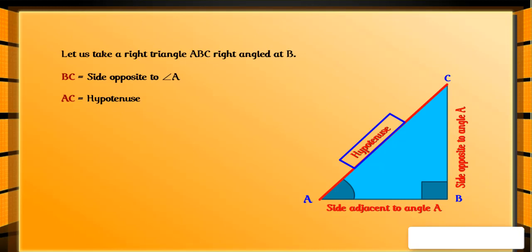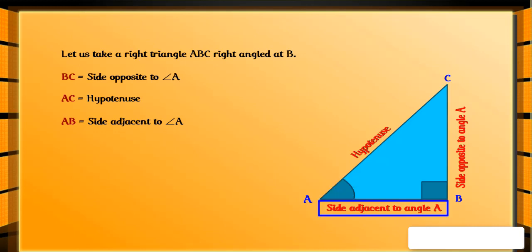AC is the hypotenuse of the right triangle and the side AB is a part of angle A. So we call it the side adjacent to angle A. Note that the position of the sides change when you consider angle C in place of angle A.